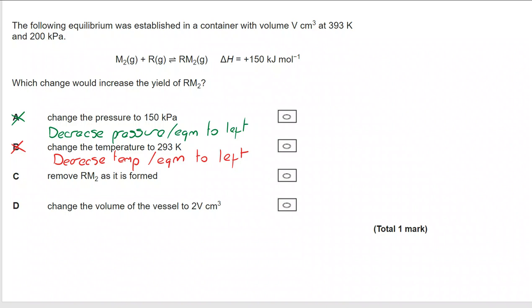If I move down to D, if I change the volume of the vessel, what I'm doing is, if I double the volume, I'm halving the pressure. So that's exactly the same situation as we had with A. That would shift equilibrium to the left.